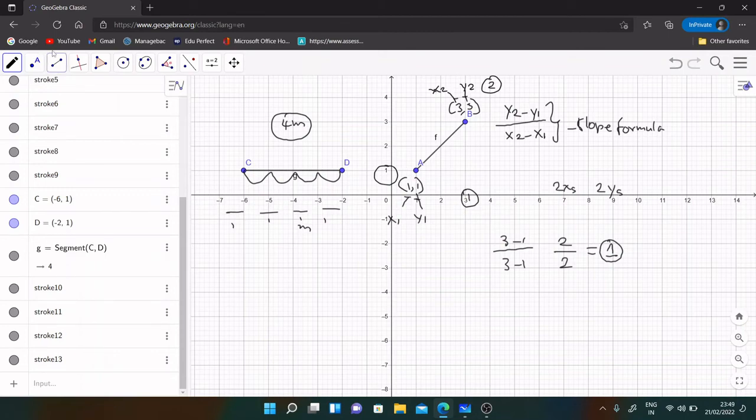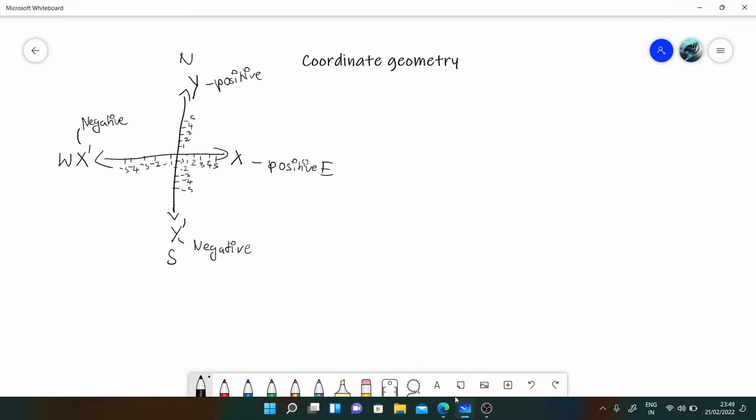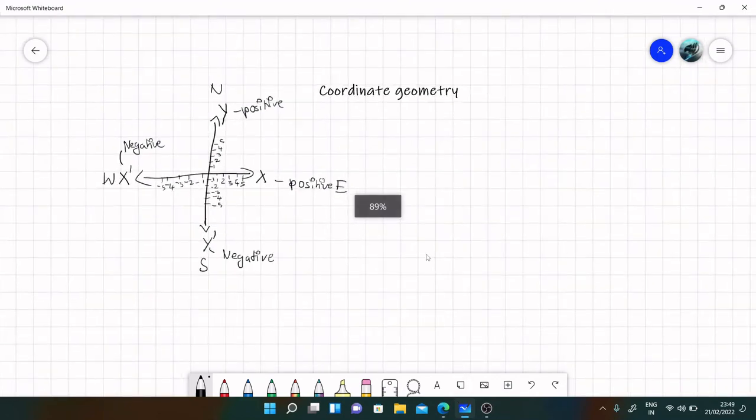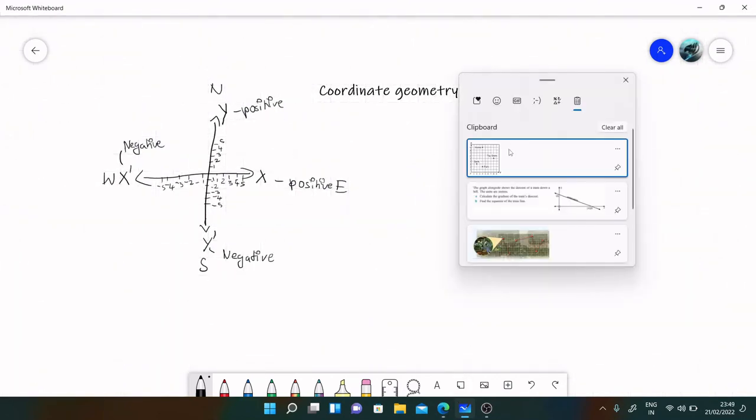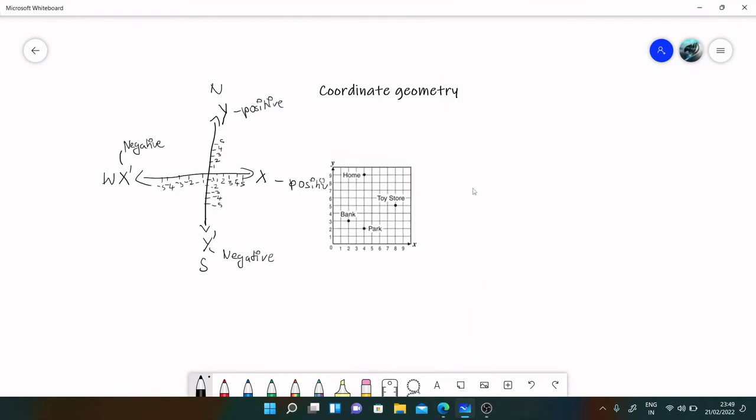But what if it's like this? You can't go and say this is 1, this is 2 over here, because that's not true. We will have to find the distance between these 2 points using a formula, and that is the distance formula. Let's go back to the whiteboard, and I'm gonna put a question over here.